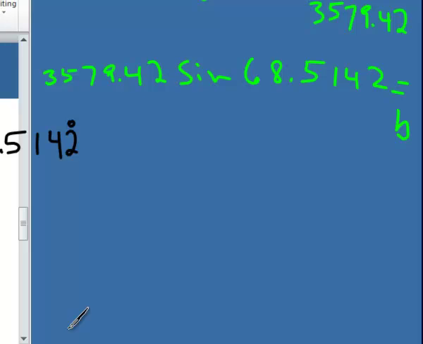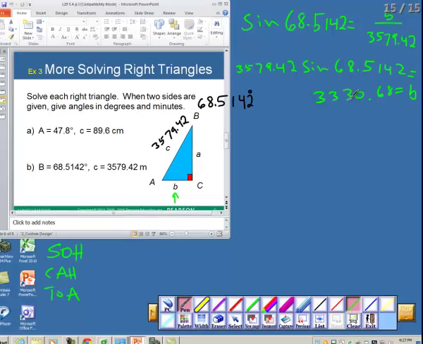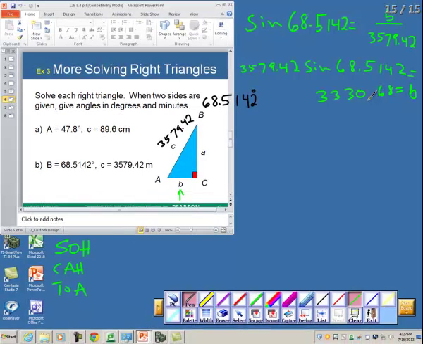3579.42 sine 68.5142. Okay, and you should have gotten 3330.68. So we'll round that. Well, they went 2 decimal places, so 0.68. Okay? So, yeah, this is a large number. This is 3579, so this is 3330. So that's a good number.